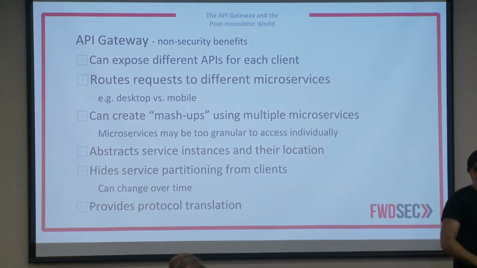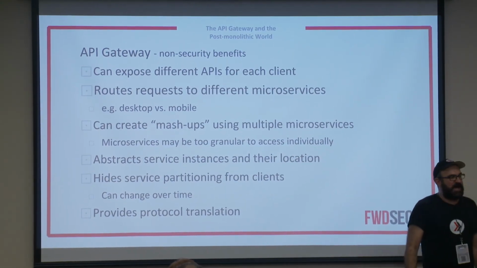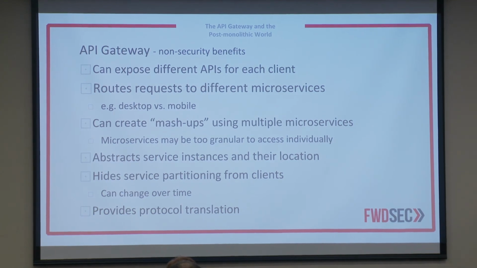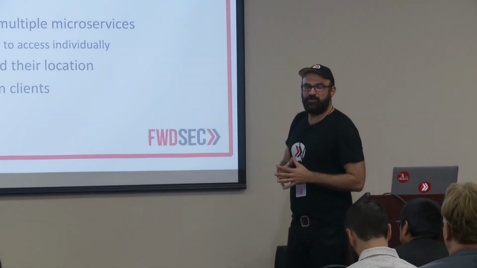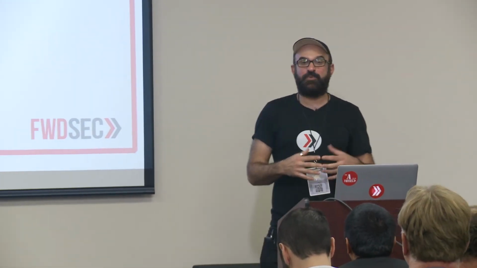API gateways can expose different APIs for each client. They can route requests to different microservices. So you could have desktop versus mobile versions of stuff, and API gateways can help you with that. And they can create mashups using multiple microservices.